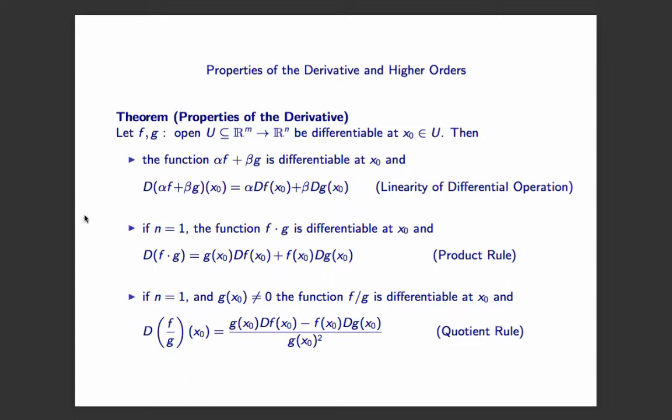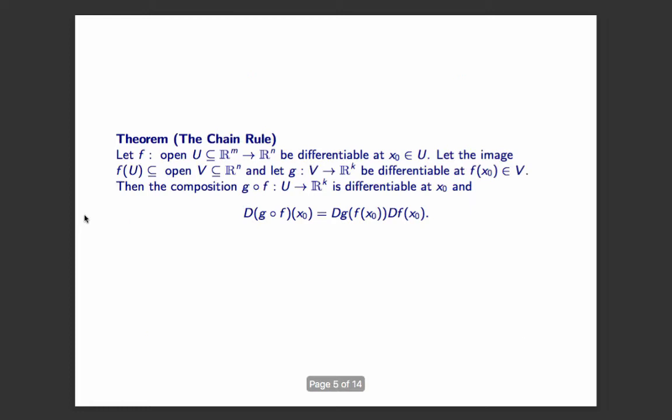So we have the fact that the differential operation is linear. We have the product rule. We have the quotient rule. What are we missing? The chain rule. What if we take the derivative of a composition of functions?